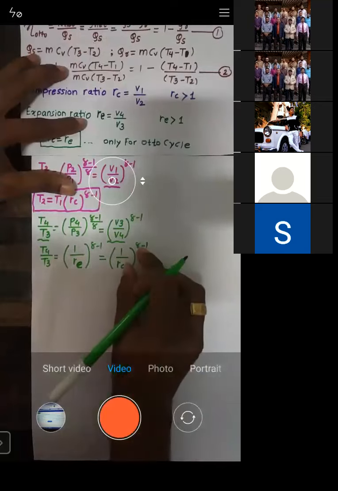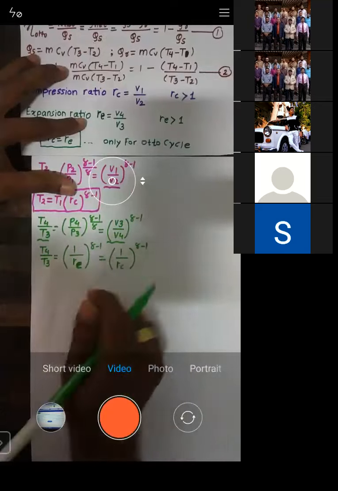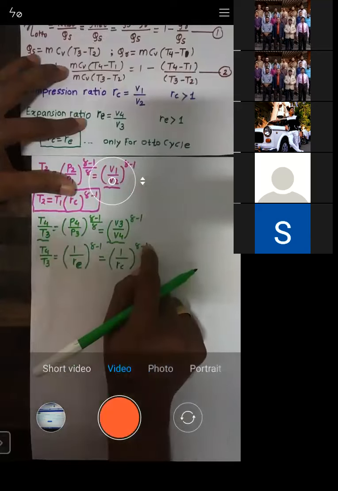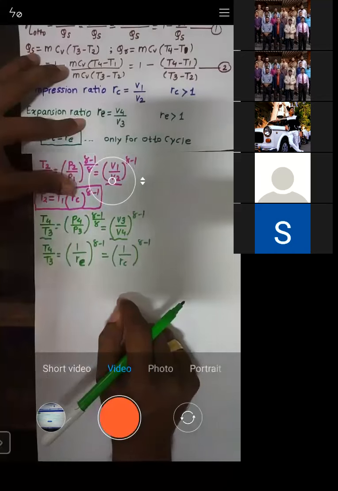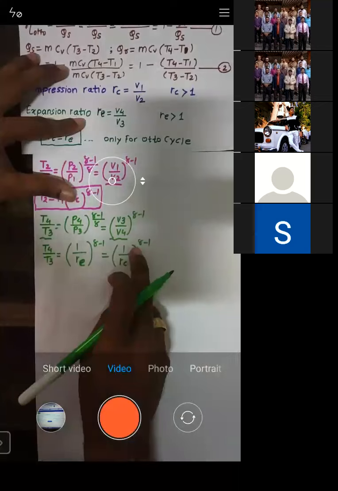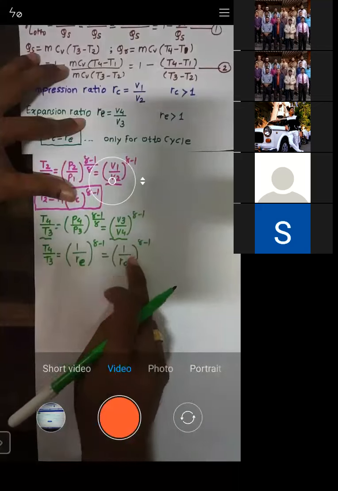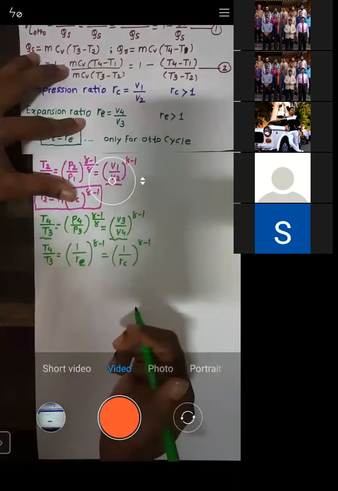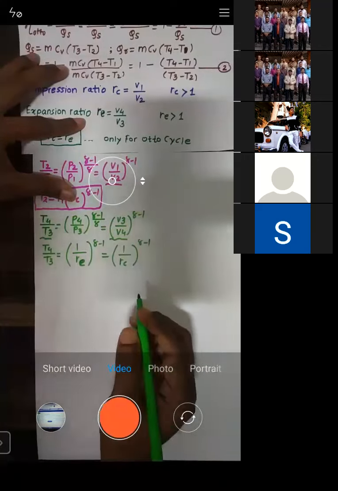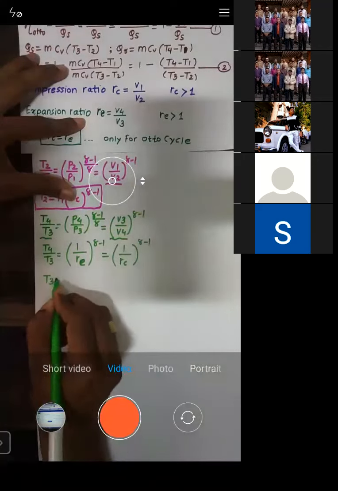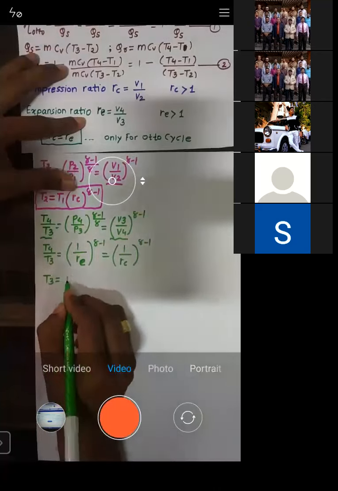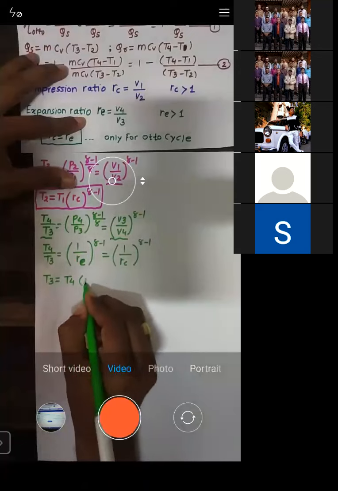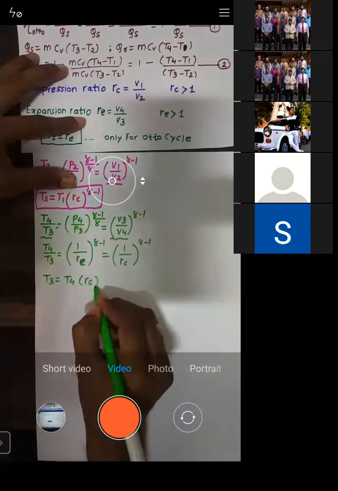Now see what I will do. I will bring T3 to the right hand side, and this term I will bring to the left hand side. So what I will get is T3 is equal to T4 into RC raised to power gamma minus 1.